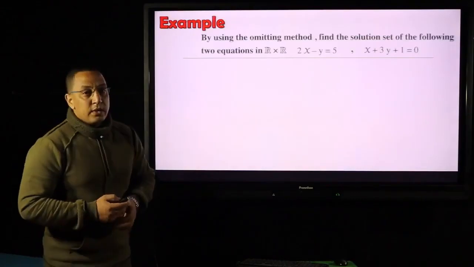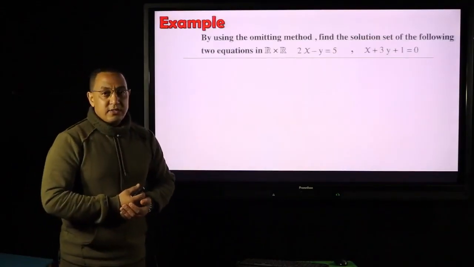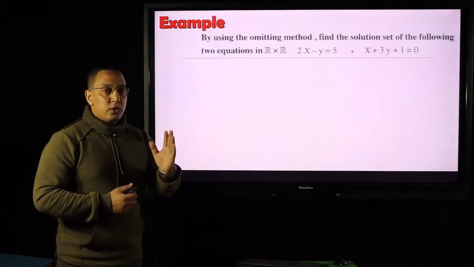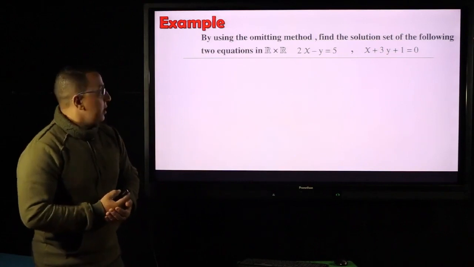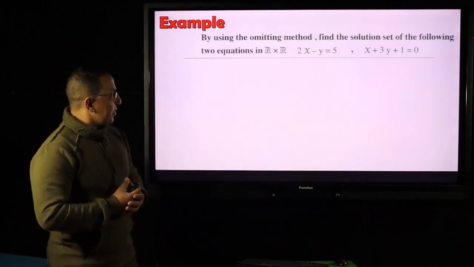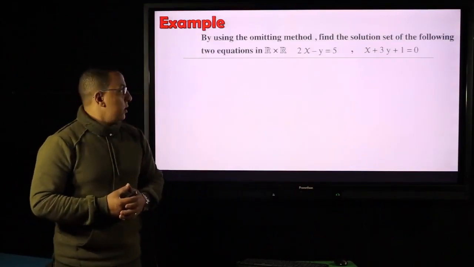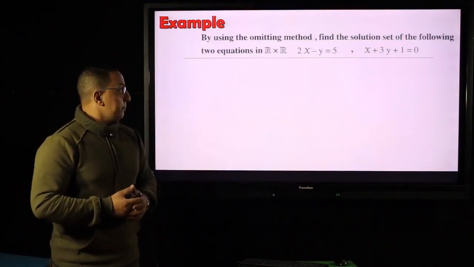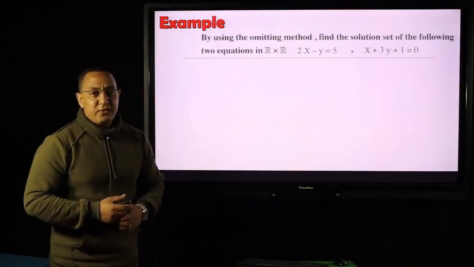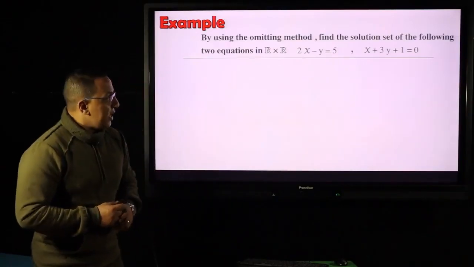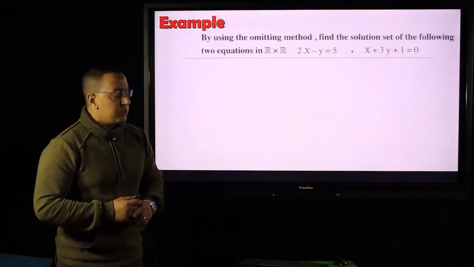Okay, now let's study the other part of the lesson, how to solve 2 equations algebraically by the elimination method. Here, by using the elimination method, find the solution set of the following 2 equations in R times R, where the first equation is 2x minus y equals 5. The other equation is x plus 3y plus 1 equals 0.